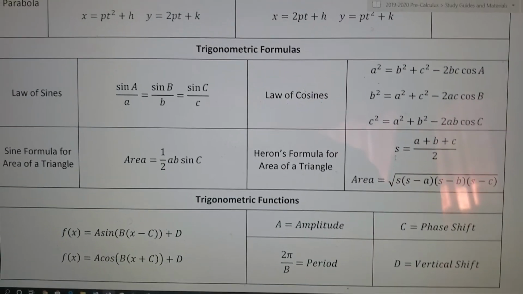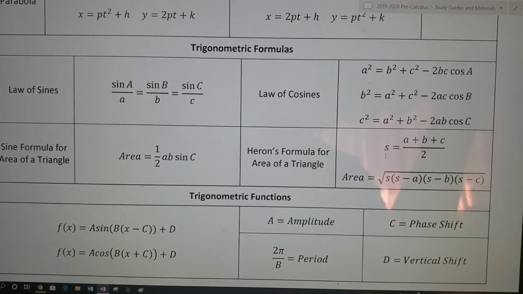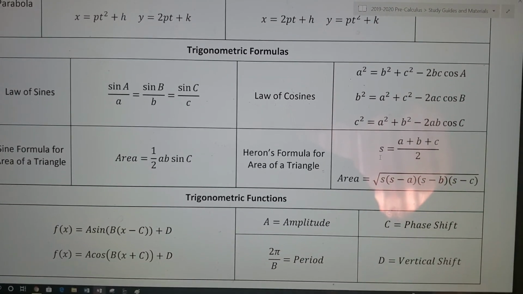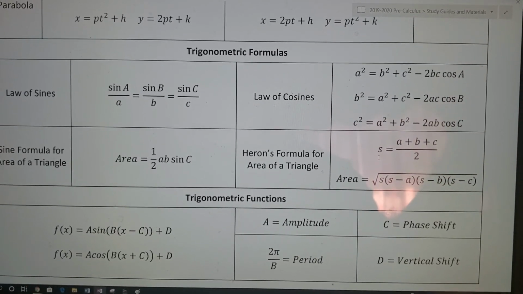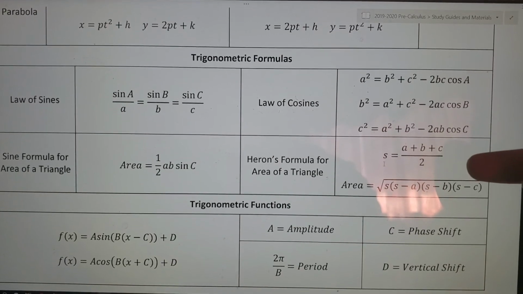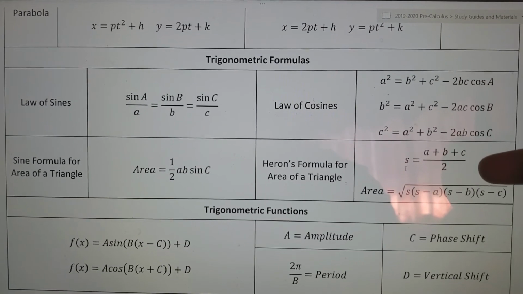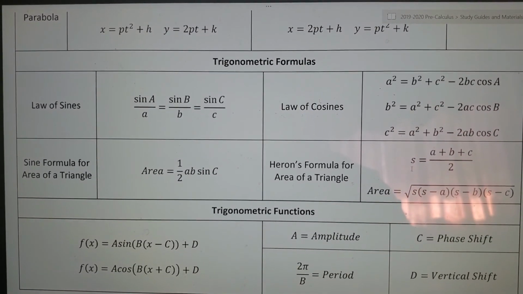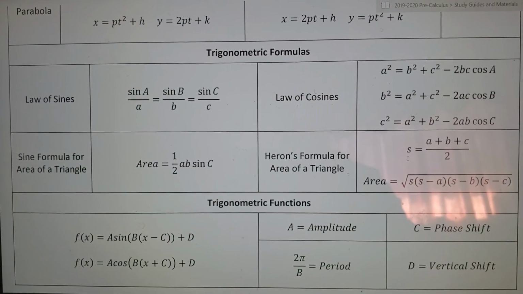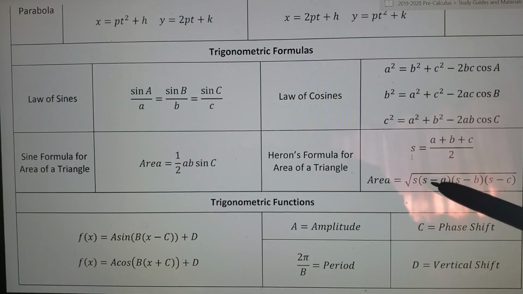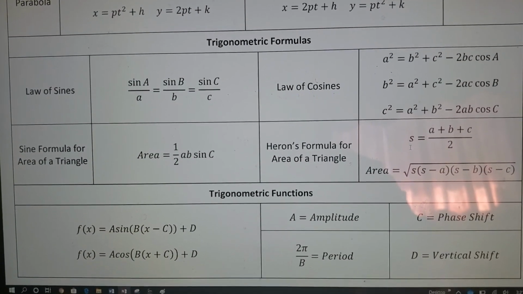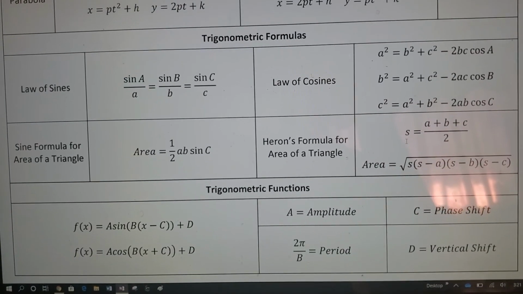I'm not going to go through this because it's very tedious to do a problem like this. But if you're given this type of problem on a test or something, you're going to have this sheet with equations available to all of you. So I'm not going to do this one. It's pretty straightforward on how it's done: putting values divided by 2, and then taking the square root of that value times that value minus a, that value minus b, and that value minus c, and multiplying those three together, and that's it.